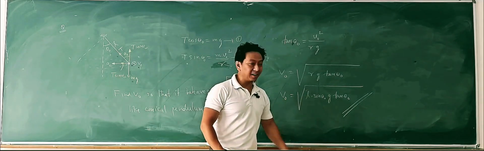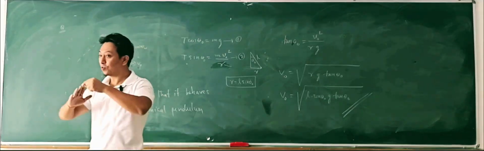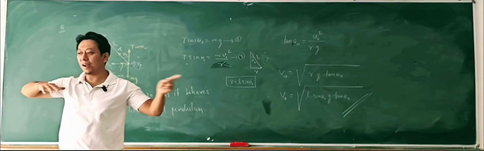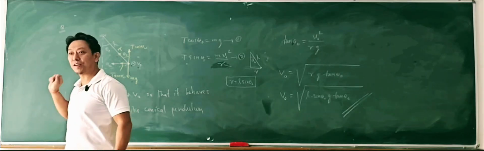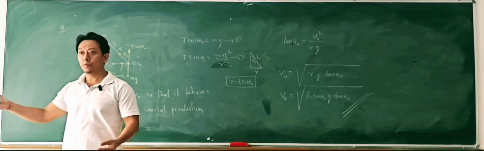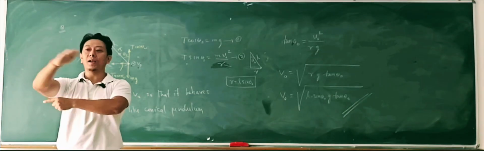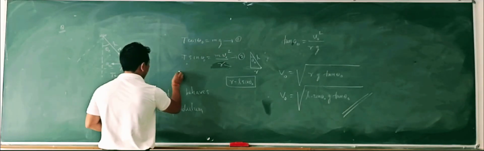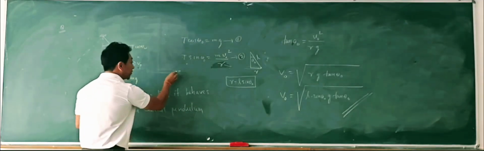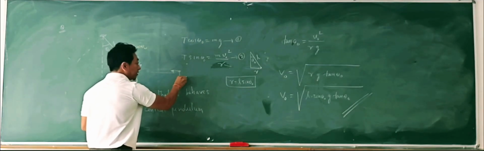Once you have decided the angle, by the way, you can't make the angle 90 degrees, sorry, tan 90 will be infinite. You have to give infinite speed, obviously. Because if you want it to go like this, who will balance mg? Then if it goes like this, then tension will be here. Then who will balance mg?